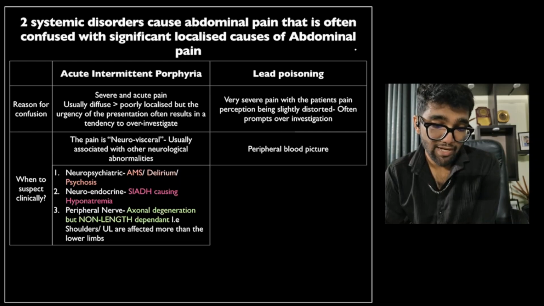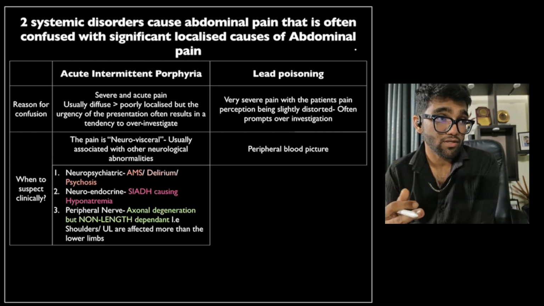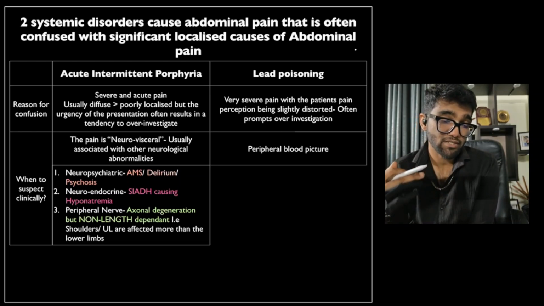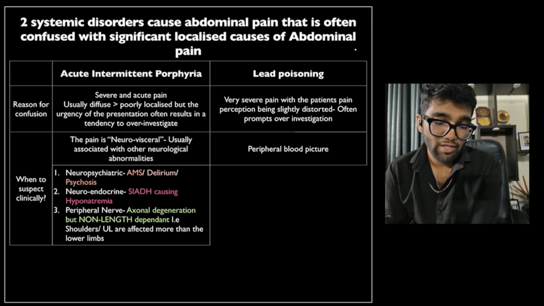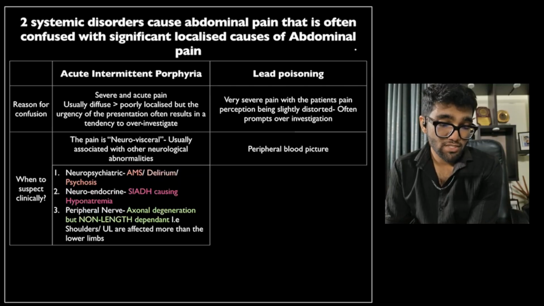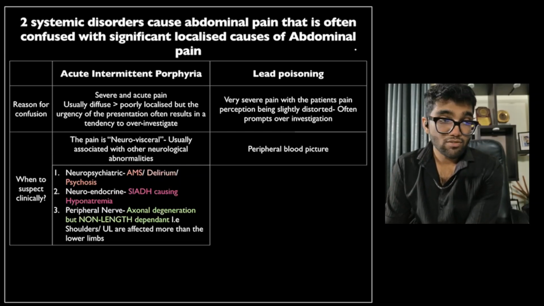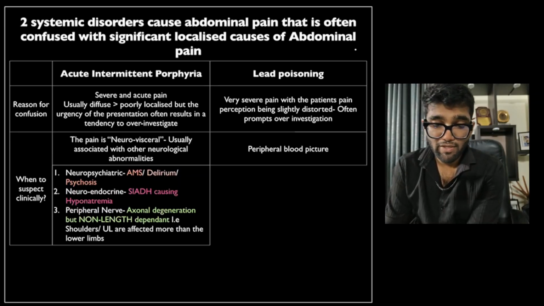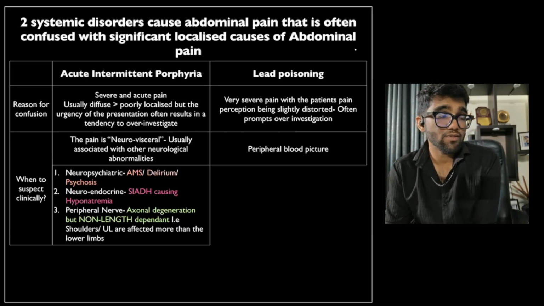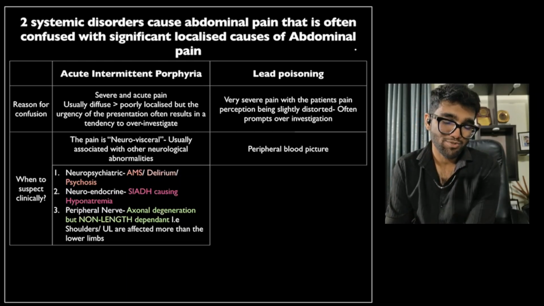Now, when I say there are other neurological manifestations in acute intermittent porphyria, what I mean is there could be neuropsychiatric problems, that the patient could have acute and altered mental status. The patient could be in delirium, or there could be overt psychosis. There could be some neuroendocrine manifestations, very specifically SIADH causing hyponatremia, and this is something that one needs to be very aware of. Finally, there could be axonal degeneration. Now, importantly, normally in cases of peripheral neuropathy, when you have axonal degeneration, the longest fibers are the first affected, because they have the most amount of axons to be affected.